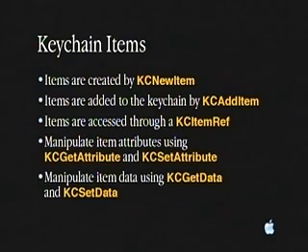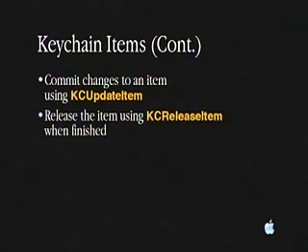And the same thing with data. GetData will get the data of the item, and setData will set it. When you're all done adding or changing the item around, you'll use updateItem, which will write it out to the keychain and commit it. And when you're all done with an item, we want you to call KC release item because that will release the memory that the item occupies.